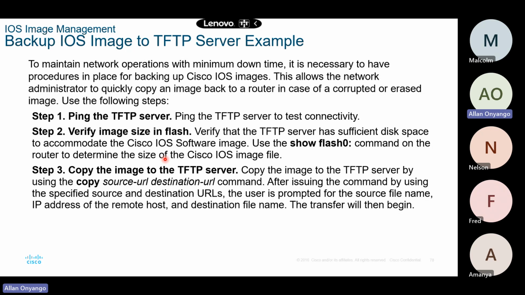So then you now copy the image to the TFTP server, of course, by using the copy command. So you say copy, put the source of the file, put the destination. After using that command, you will always be prompted for the name of the source file. You'll be prompted for the IP address of the remote device where you're going to save that particular file, and even for the destination name. And the transfer obviously will begin.